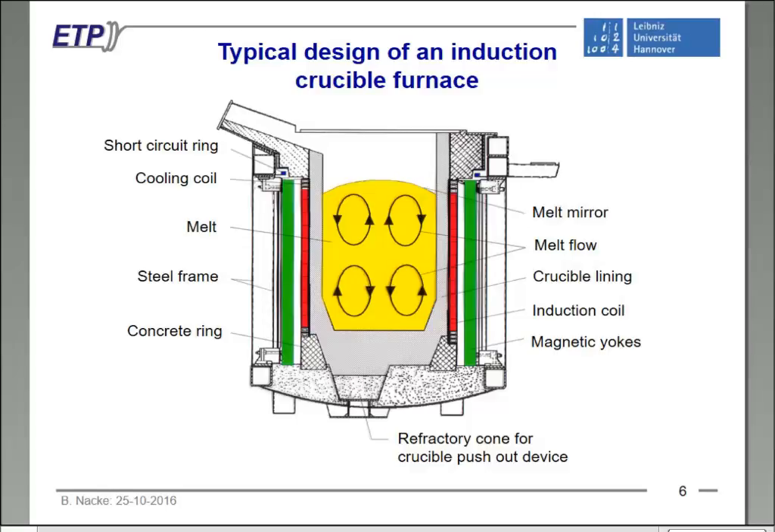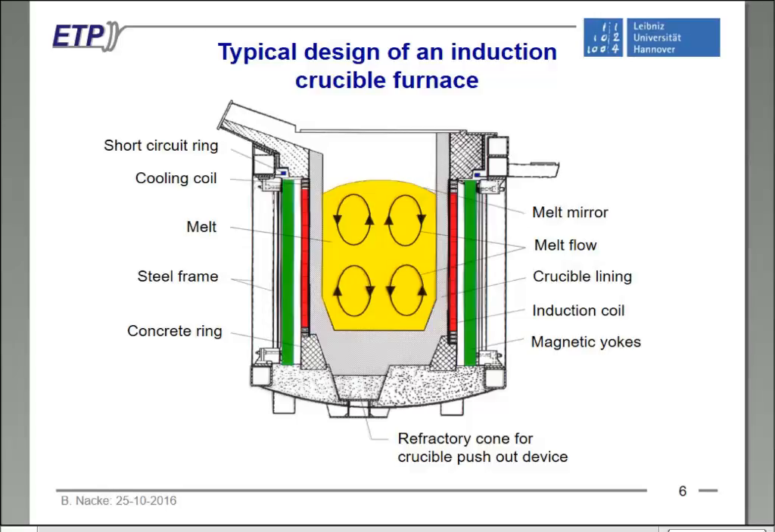Then outside the coil we have these green parts here. These are magnetic yokes. These yokes are typically used to guide the magnetic field outside the coil to avoid too much stray field, maybe for people who are in this area here, and also to avoid heating of this steel construction here.